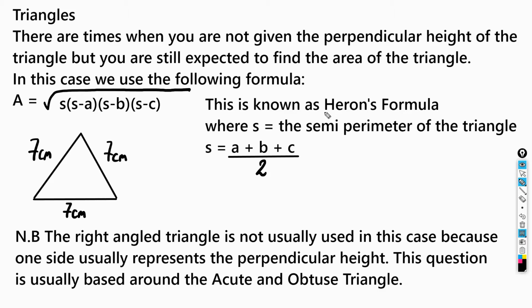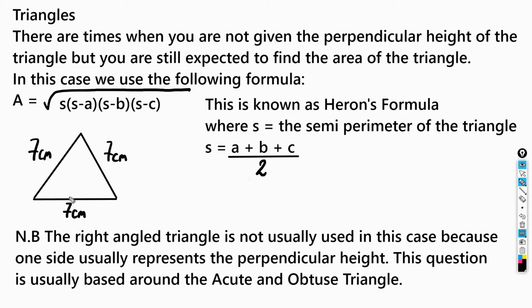So obviously a guy with the last name Heron more than likely figured this out on his own. It says here the area A is equal to the square root of S times S minus A times S minus B times S minus C, where S is the semi-perimeter of the triangle. So S is actually equal to (A + B + C) divided by 2. So it's actually the perimeter over 2.